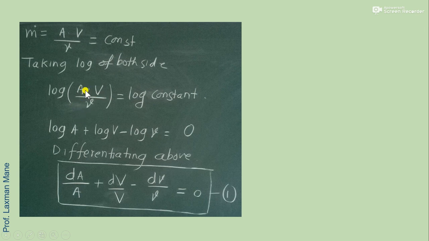So here first of all, this is a product and this is a division. So for the product, it will be log A plus log V, and for the division, minus log v, is equal to log of a constant, which is 0. Now differentiating the above equation, the differentiation of log A is dA by A, the differentiation of log V is dV by V, and the differentiation of log v is dv by v, and here is a minus sign as it is. Equation number 1.